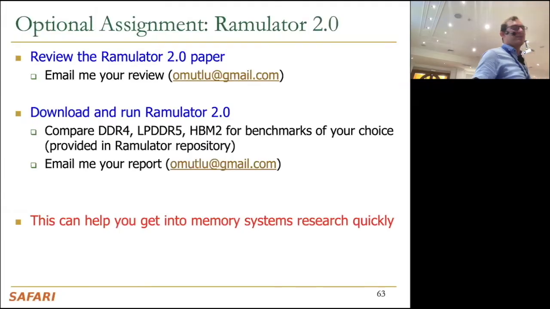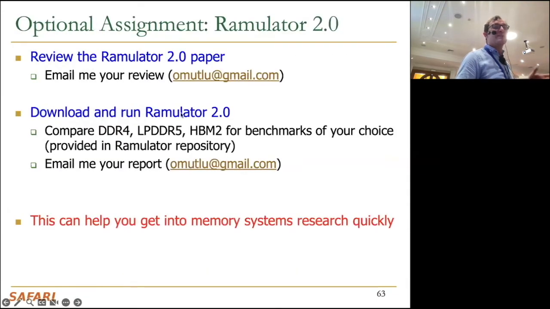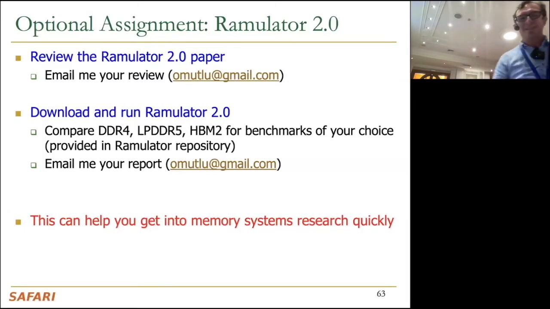Okay, so there's an optional assignment. I don't expect you to do this, but if you want to, feel free. You can review the Ramulator 2.0 paper. It's only a 4-page paper. It's actually published in Computer Architecture Letters right now. It was a preprint in 2023. You can download it and run it. Hopefully you won't run into issues. We maintain it. And you can email me your report if you're interested. You can compare different standards for a particular benchmark of your choice. And I'm curious what you find.